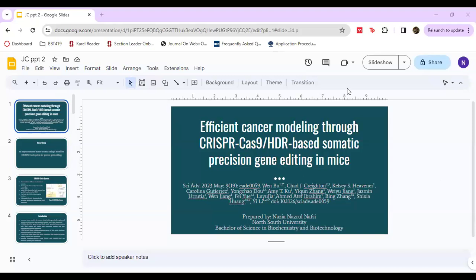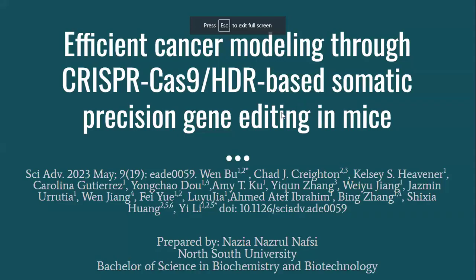Okay, hello everyone, I'm Nazia, and I'll be presenting a paper on efficient cancer modeling through CRISPR-Cas9 HDR-based somatic precision gene editing in mice. So we all have heard more or less about the CRISPR-Cas9 system. However, this system was actually invented quite some time ago, and several new modifications have been made since then. So I'll be talking about one of the latest discoveries that utilized this technology and made it better for cancer cell modeling or tumor modeling.